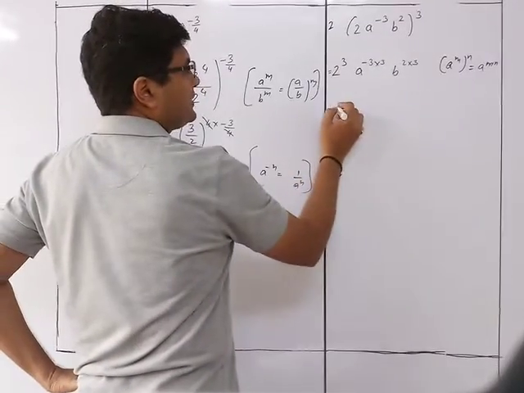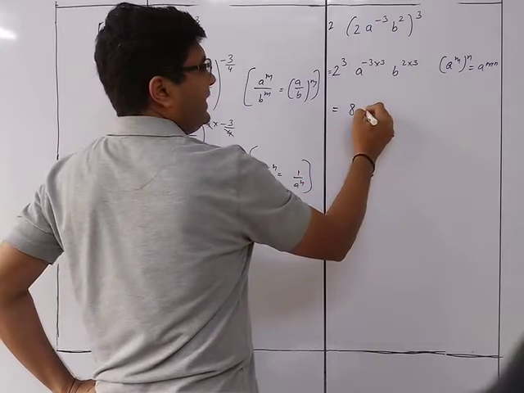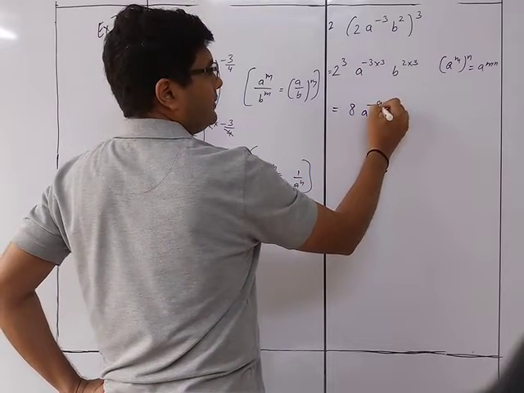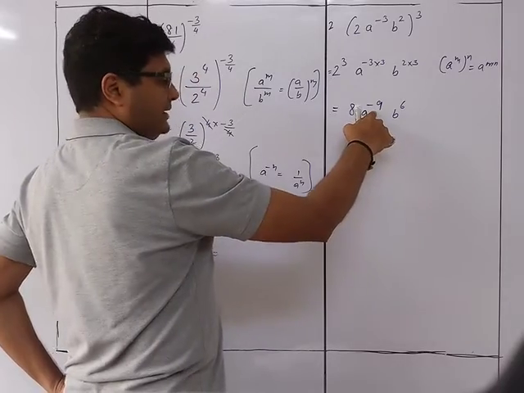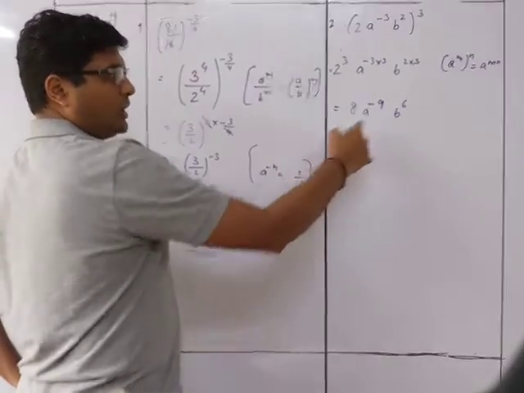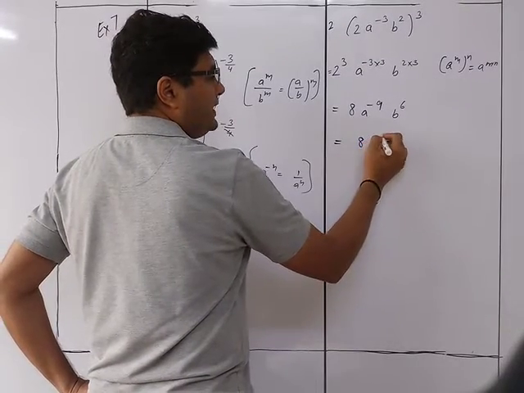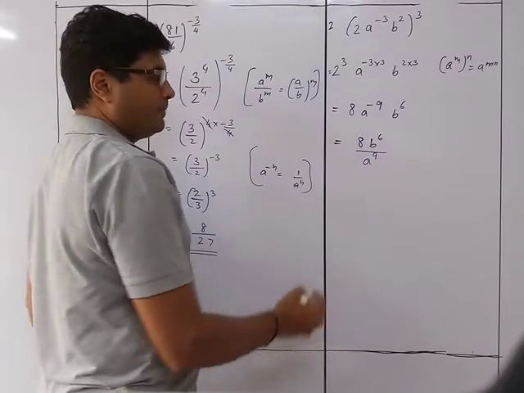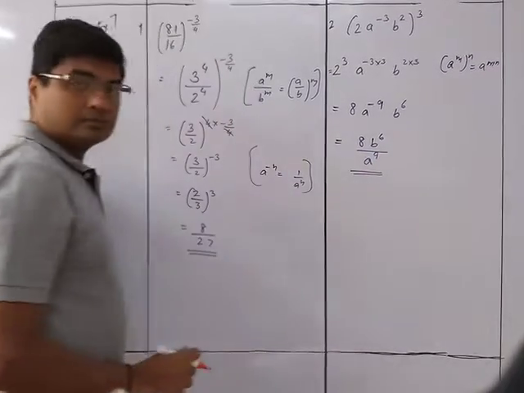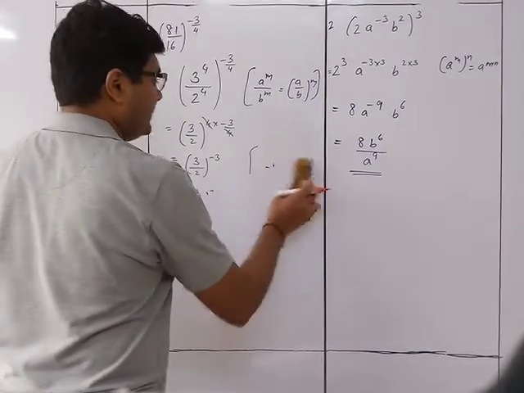So this 2 raised to 3 is 8, 2 to the 4, 4 to the 8. This is a raised to minus 9 and this is b raised to 6. Now this a raised to minus 9 is there, I will use this formula to make it in the denominator. So accordingly it will become 8 b raised to 6 upon a raised to 9. This is the final answer. Easy? Move on to the next question.